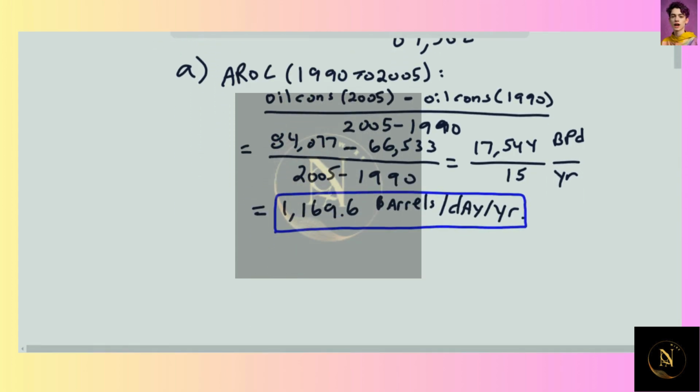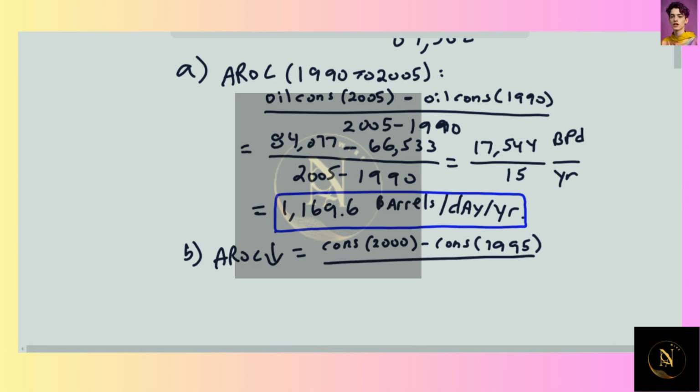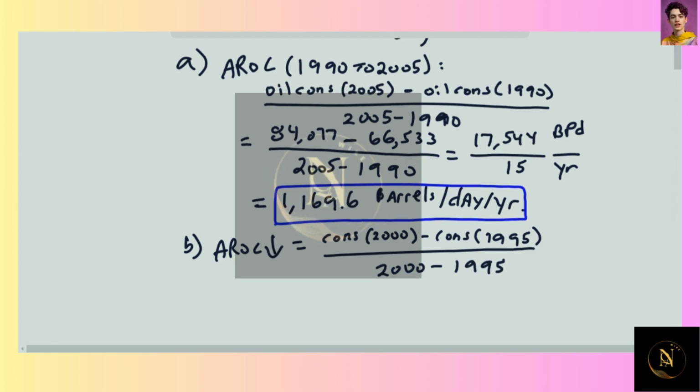Okay, so the average rate of change going down, I'll say, is consumption in 2000 minus consumption in 1995. That's kind of ugly. Let's clean that up. 1995 divided by 2000 minus 1995. Remember, we're keeping these coordinated.